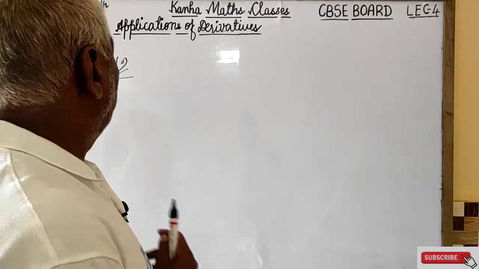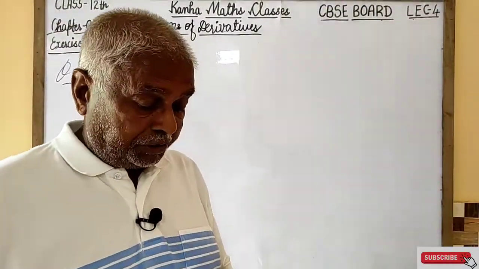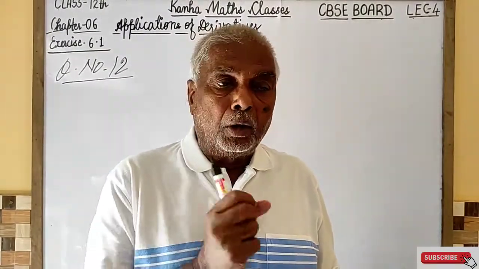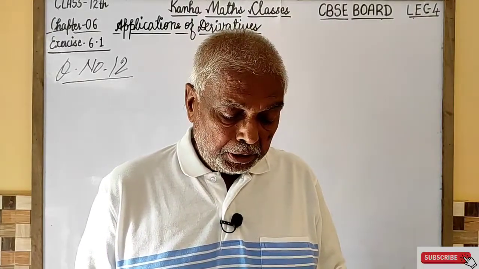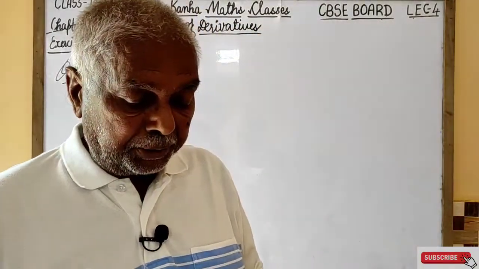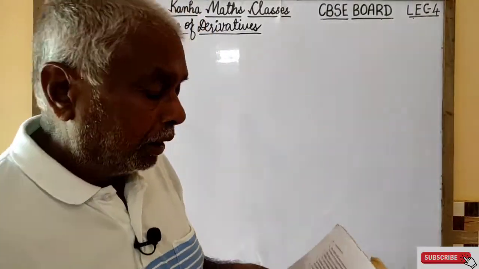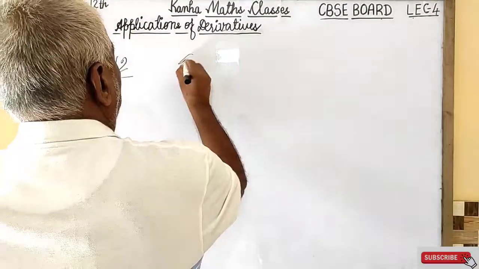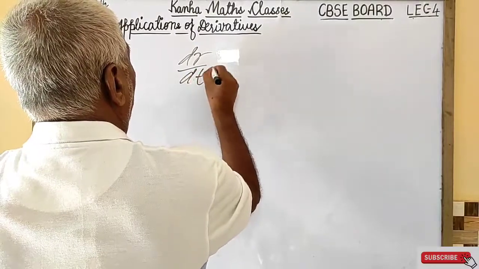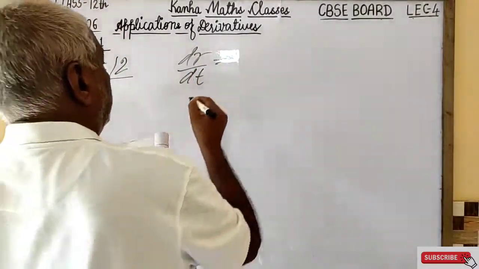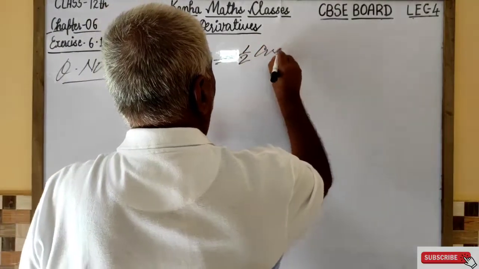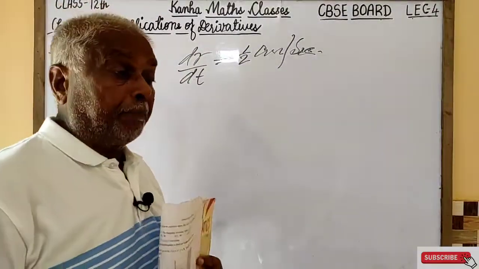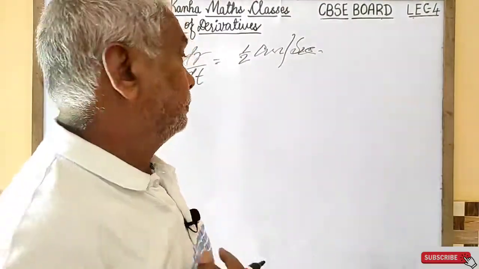Now in question number 12, the radius of a bubble increases at the rate of 1/2 centimeter per second. Radius of the air bubble increases at the rate of 1/2, it means dr by dt is equal to 1 by 2 centimeter per second.